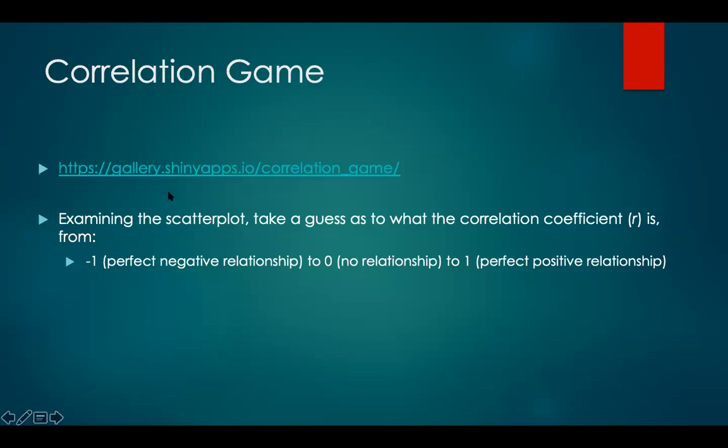So if you'd like to play a correlation game, you could go to this Shiny app here. What you're doing is examining the scatter plot and taking a guess as to what the correlation coefficient r is, from negative 1, a perfect negative relationship, to 0, no relationship, to positive 1, a perfect positive relationship.